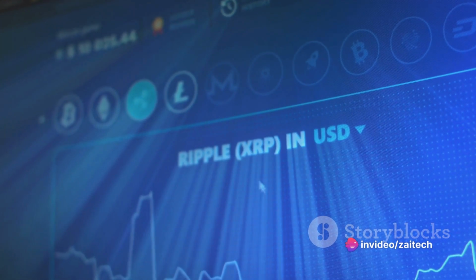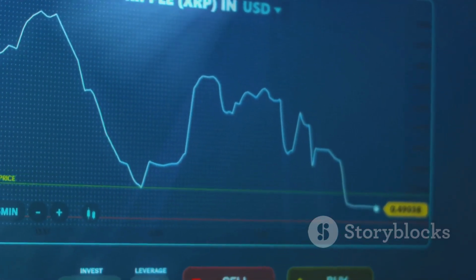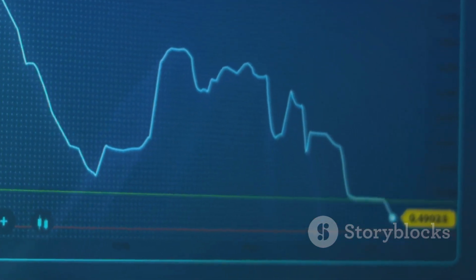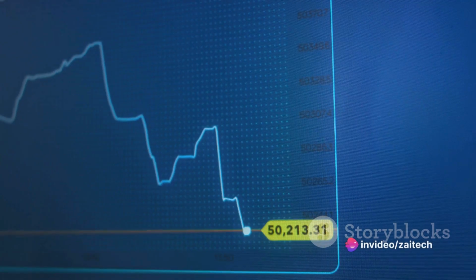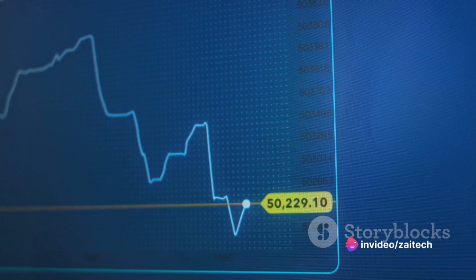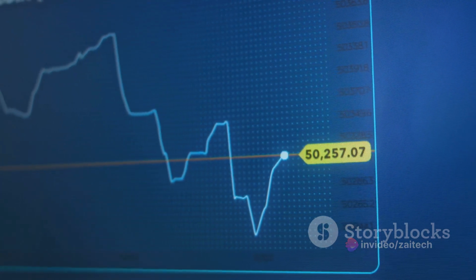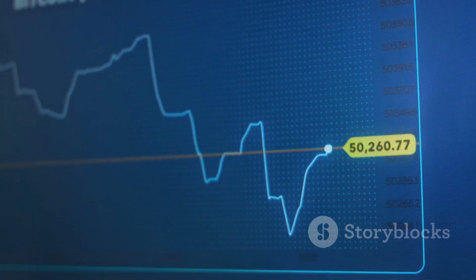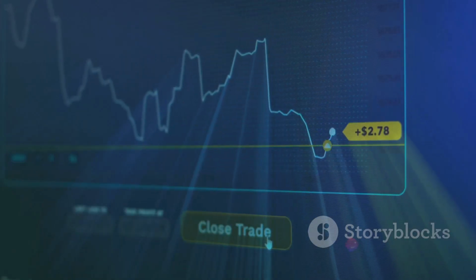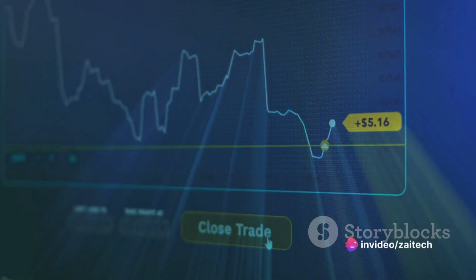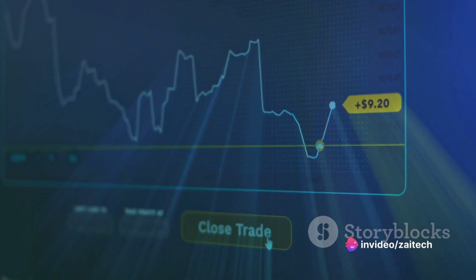First, let's talk about entry points. These are the moments when you jump into the market, initiating a trade. But how can we spot these moments? Well, our indicators will be our guiding light. For instance, when the price line crosses above the moving average line, it's a strong signal to buy. Similarly, when the relative strength index, RSI, dips below 30, it suggests that the asset is oversold and could be due for a price bounce back, another buy signal.